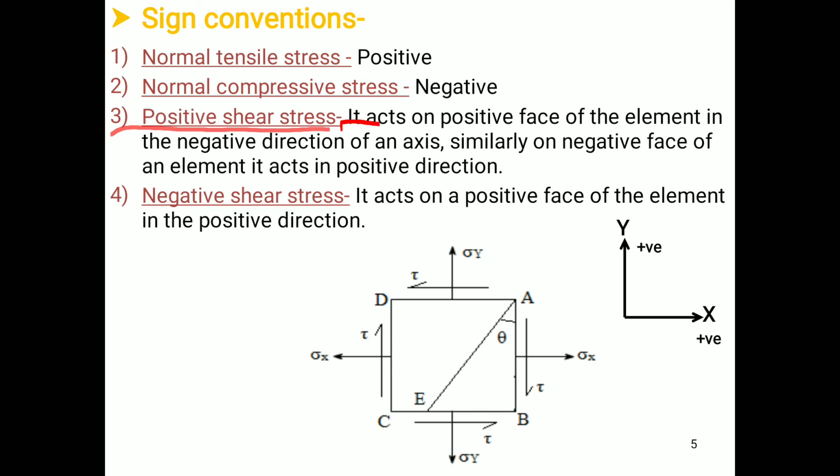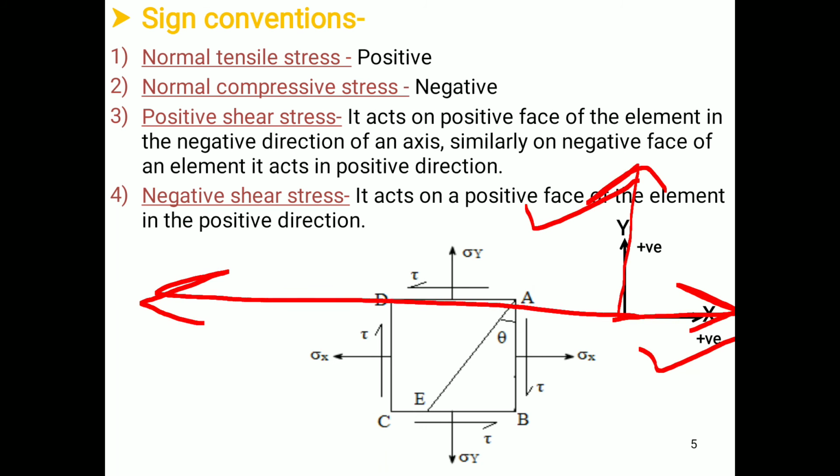Positive shear stress acts on the positive face of the element in the negative direction of an axis. Similarly, on the negative face of an element, it acts in the positive direction. So what does it mean? This is the x direction, this is the y direction. This is positive x, this is positive y. If I go along this side, then this will be negative x. If I go along this side, then it will be negative y.